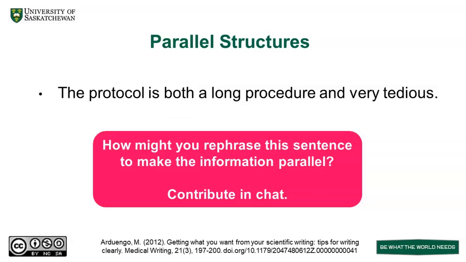So here is another example. How might we take this sentence, which is currently an example of faulty parallelism, and how could we rephrase it to try and make the information parallel? Let's take 2 or 3 minutes in the chat. Right now it reads as the protocol is both a long procedure and very tedious. How might we revise or rephrase this sentence?